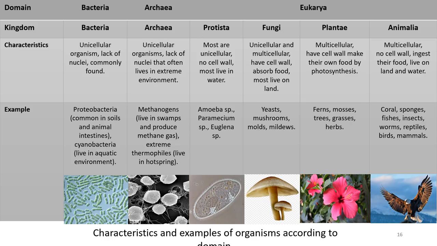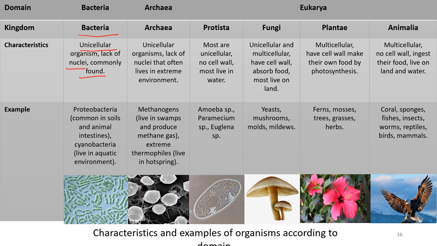So, the domain bacteria, the kingdom is also bacteria. The characteristics of bacteria are that they are unicellular, they do not have any nucleus, and they are commonly found. For example, you have the proteobacteria, which are common in soil and also animal intestine. And cyanobacteria live in aquatic environments.